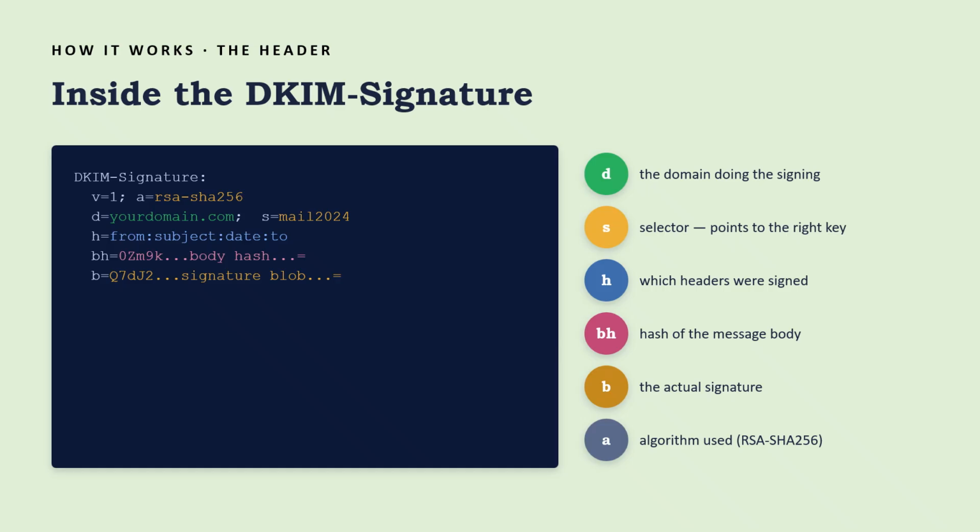Here is the header added by DKIM. Although it may appear complex, each tag serves a specific function. The D tag identifies the signing domain. The S tag specifies the selector, which indicates the appropriate key. The H tag lists the headers that were signed. The BH tag represents the hash of the message body. The B tag contains the actual signature, while the A tag denotes the algorithm used. The recipient uses this information to determine what to verify and where to locate the key.